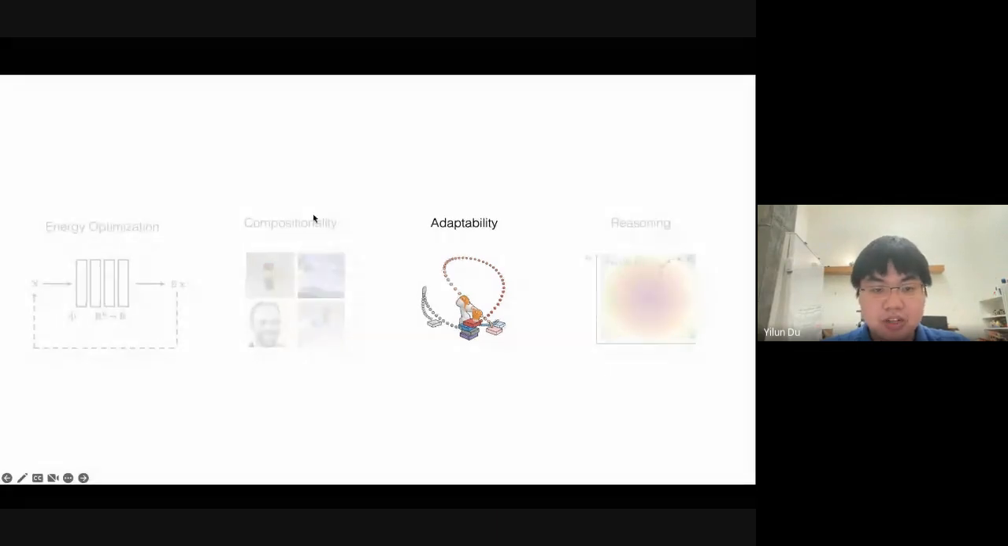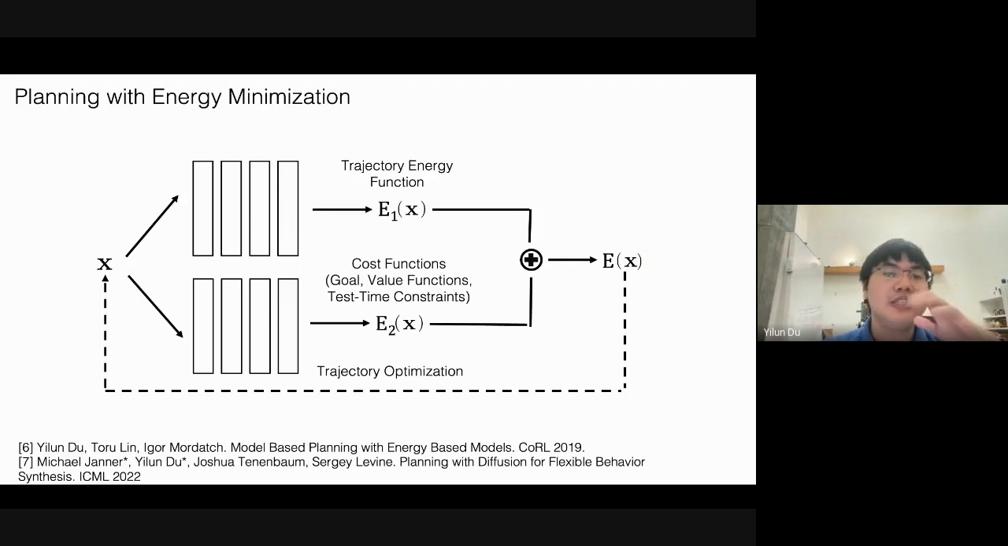Okay, cool. So the next thing I'll talk about is the idea of adaptability. This will mostly be in the context of robot planning. The general high-level idea is that you have an energy function, which is essentially a trajectory energy function, and this captures what are reasonable trajectories in the world. Then you have a second energy function, which can be your cost function. It can tell you what your underlying goal is, what reward you are optimizing, or what test time constraints you want to use.